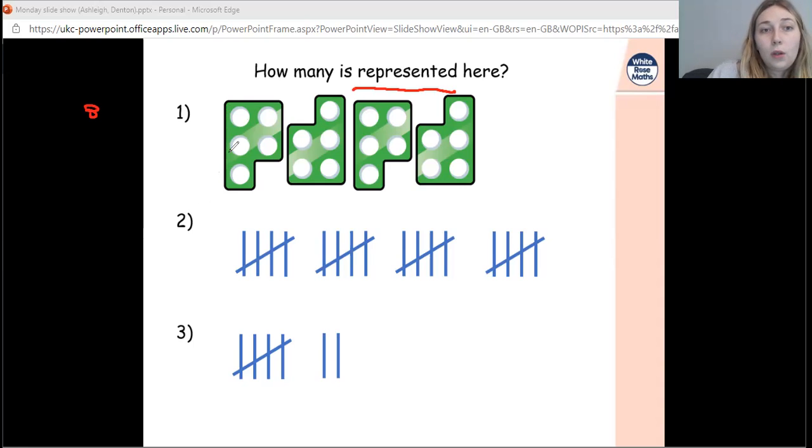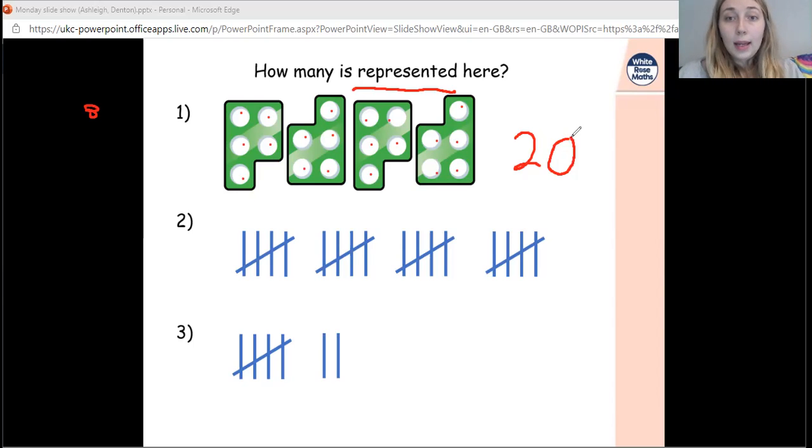Okay, we have 1, 2, 3, 4, 5, 6, 7, 8, 9, 10. Good, keep going. 11, 12, 13, 14, 15, 16, 17, 18, 19, 20. Good job. Okay, so we have 20 represented using numicon here. Okay, I'd like you to pause the video now, and I would like you to have a go at number 2 and 3 by yourselves.